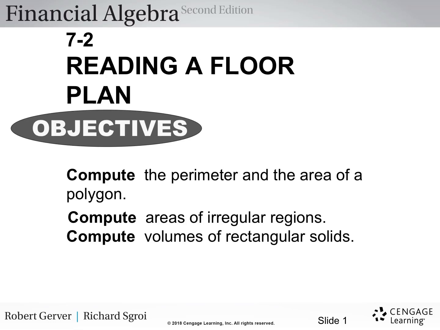This is section 7-2, reading a floor plan. The objectives of this lesson are to compute the perimeter and the area of a polygon, to compute areas of irregular regions, and to compute volumes of rectangular solids.